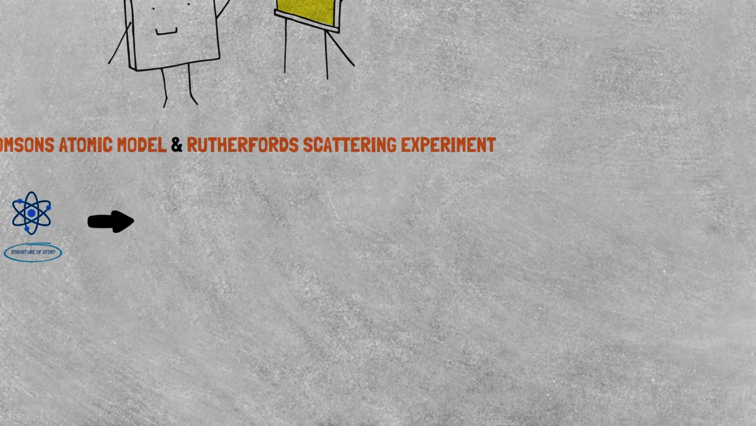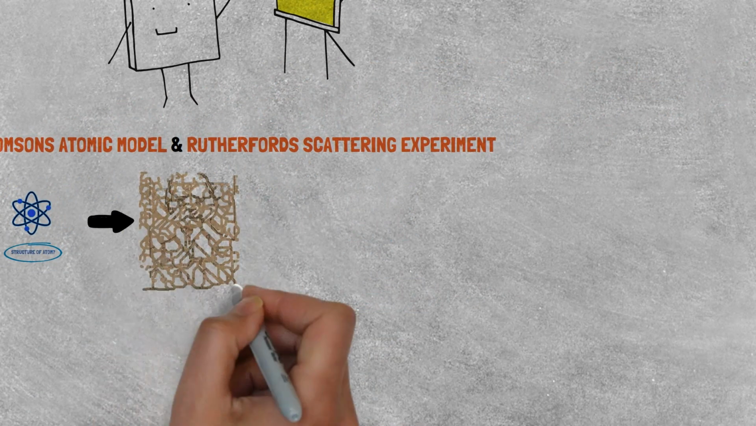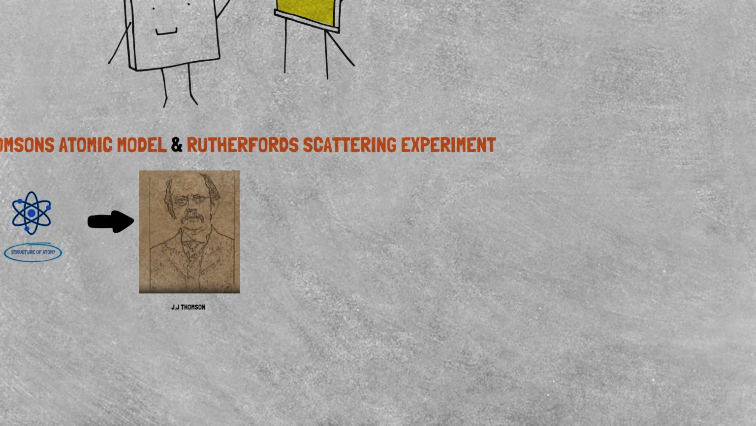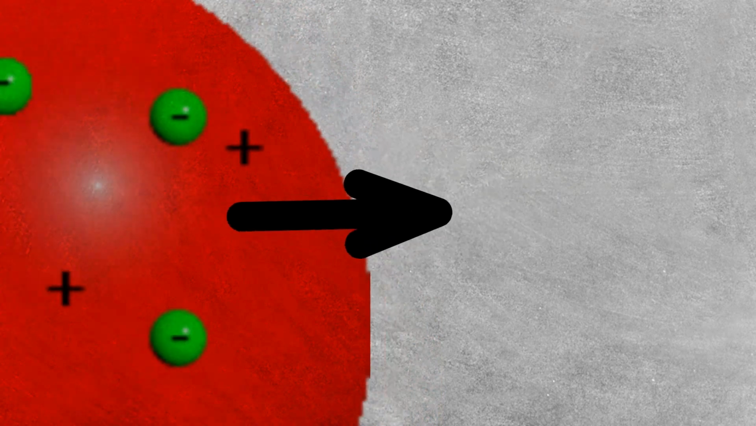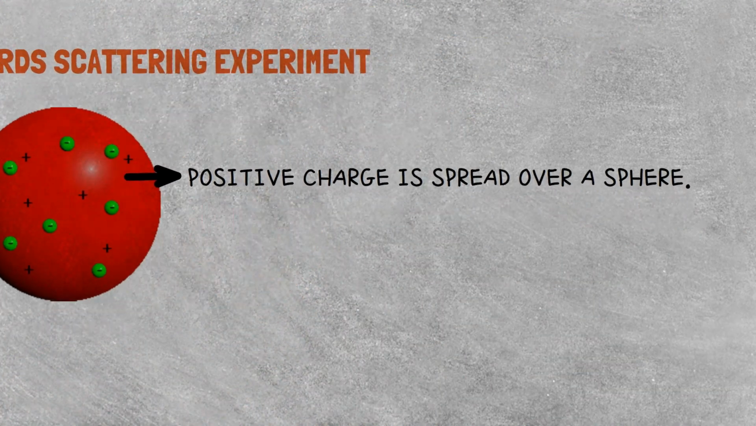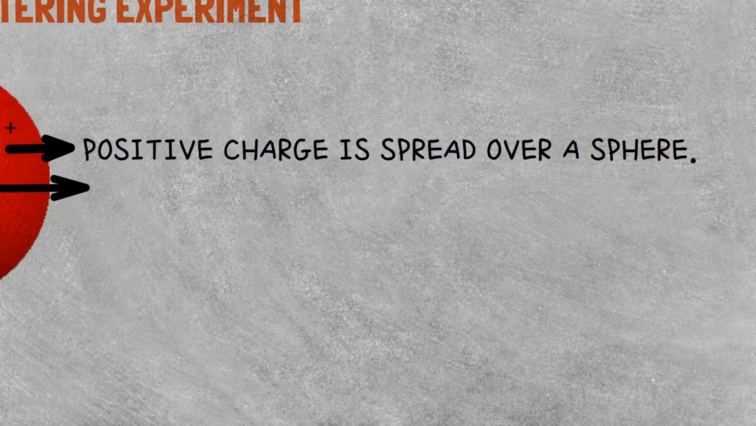Thomson presented a first model of the atom. He proposed that positive charge is spread over a sphere of the atom, and the electrons are embedded to make the atom as a whole neutral.